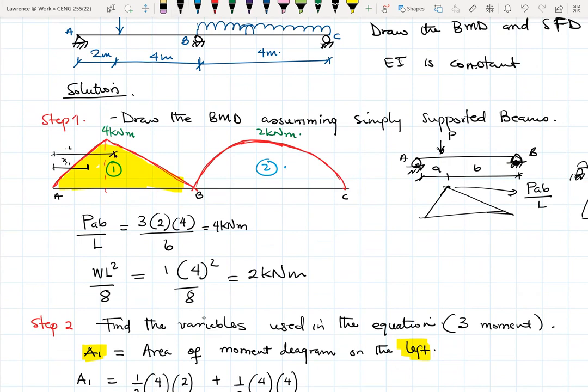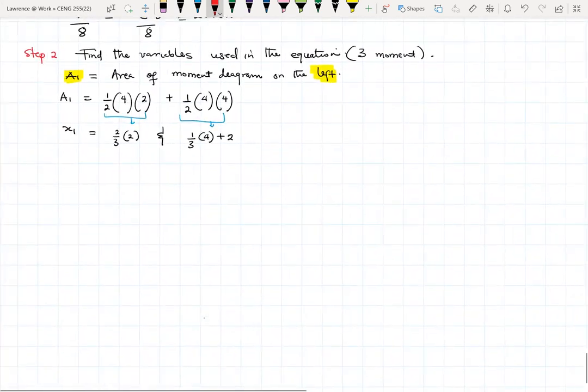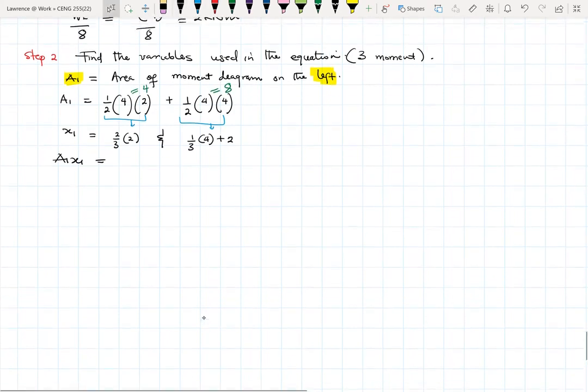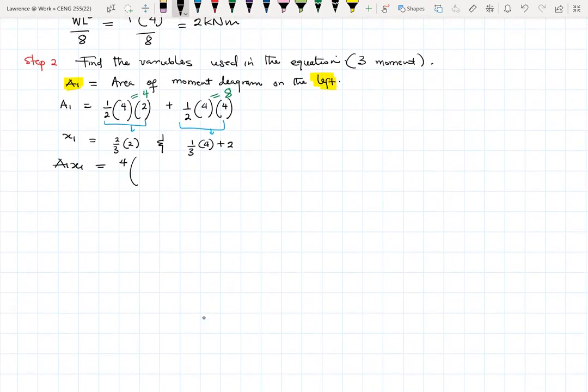I don't want to make the work a little bit too much. So A1 x1, this whole thing here goes to 4, and this also goes to 8. We have already established that. So A1 x1 is simply 4 times 2/3 of 2, plus 8 times 1/3 of 4 plus 2. So this is the A1 x1.